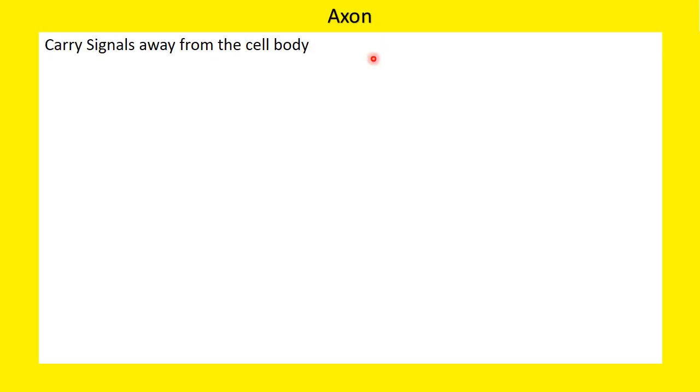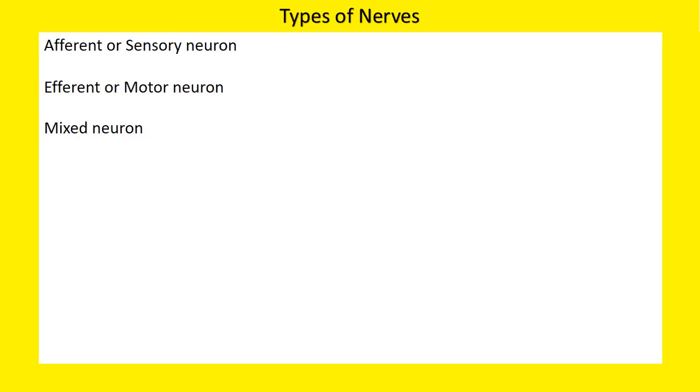Next slide is the axon. It carries signals away from the cell body. As I told you, the cell body is located somewhere at the left, and after the cell body, the axon comes. The axon takes the signal away, it does not bring the signal to the cell body. Bringing signals to the cell body is the function of the dendrite, but the function of the axon is to carry the signals away to the next neuron from the cell body. So let's move on to our next.